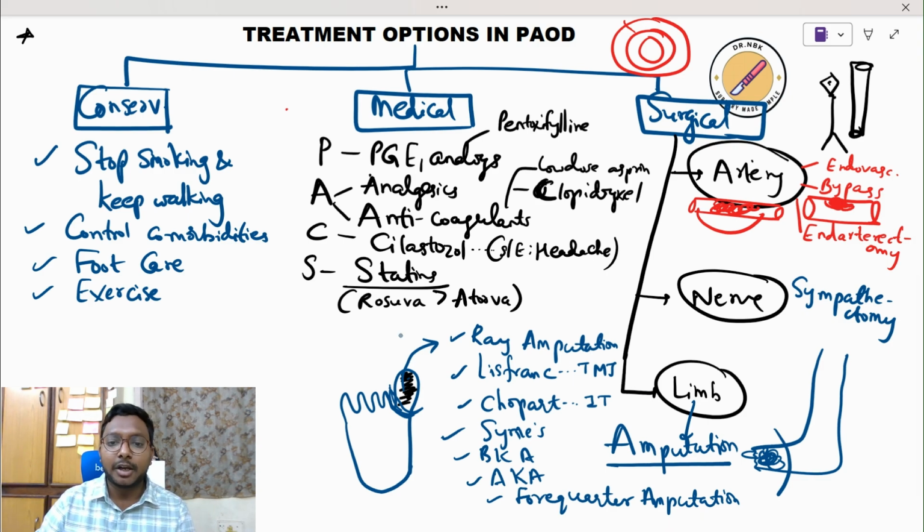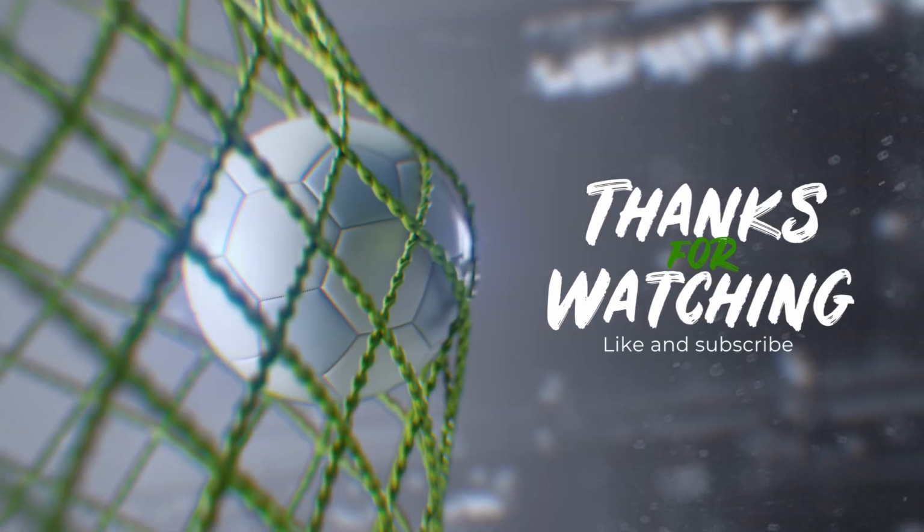So these are the different named amputations you will be having here. Again there are subtypes of BKA, like posterior flap Burgess method, or you will go for Gritti method. Depending upon the scenario, you will go for the different treatment options. So this is the list of treatment options for peripheral arterial occlusive disease.